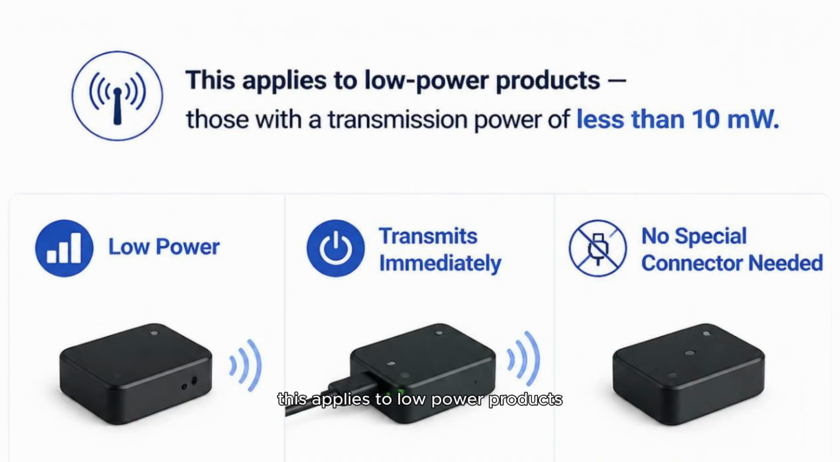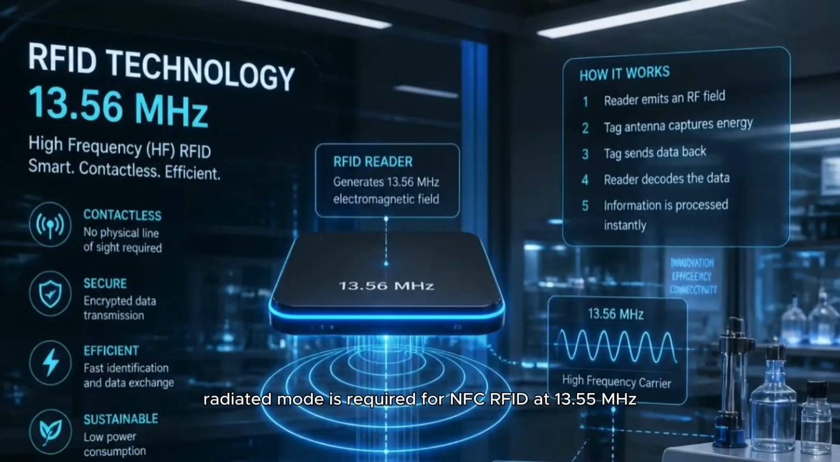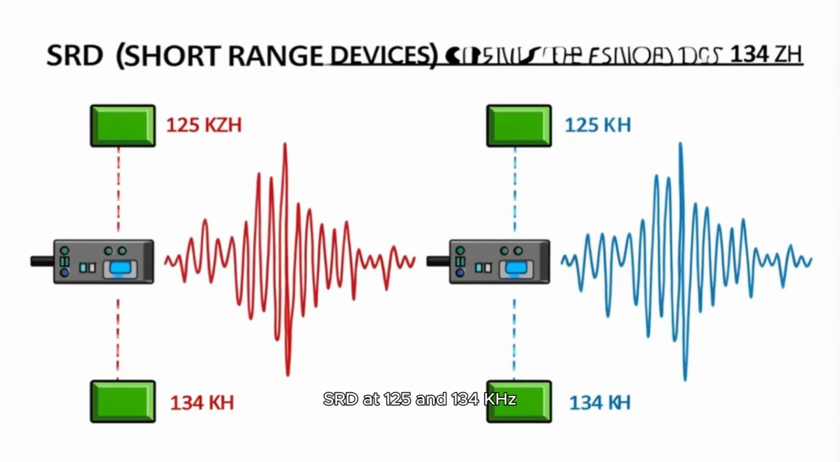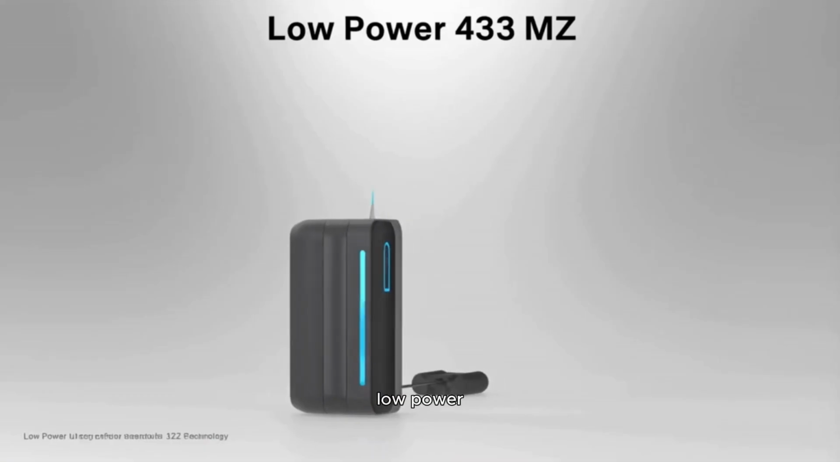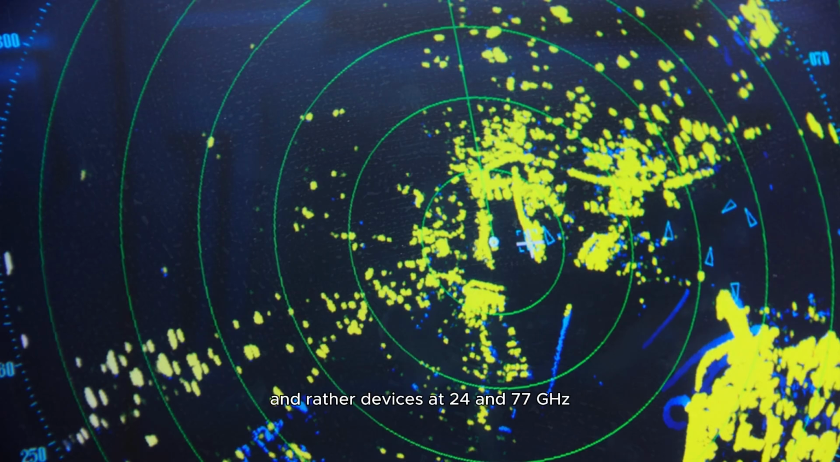The second is radiated mode. This applies to low power products, those with a transmission power of less than 10 mW. These devices emit radio frequencies immediately upon powering on. No special connector needed, just a normal powered sample. Radiated mode is required for NFC RFID at 13.56 MHz, SRD at 125 and 134 kHz, low power 433 MHz, and radar devices at 24 and 77 GHz.